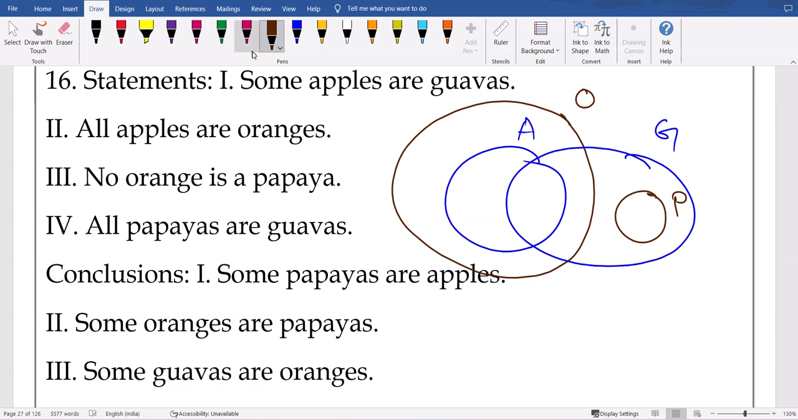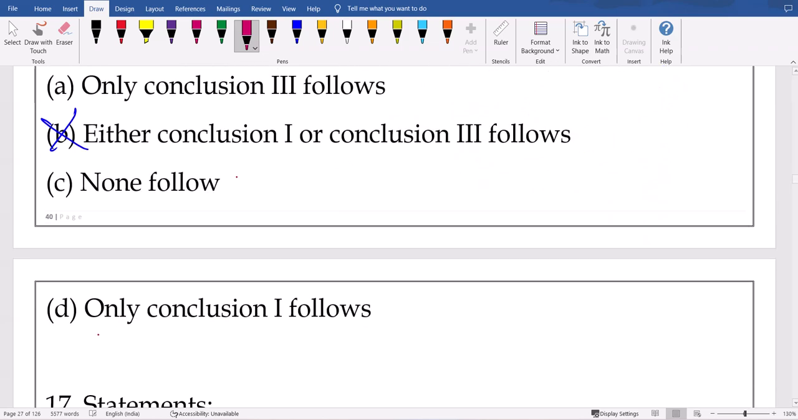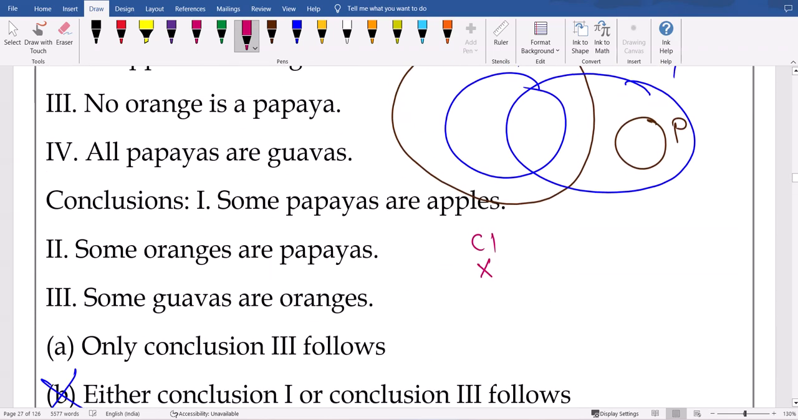Now the first conclusion. Only one diagram I am doing now; we'll see about multiple diagrams. First one: some papayas are apples, is it? No, the first one failed. So I have to remove the option where the first one exists. Option D, out. Second one, don't do it here, my dear friend, because there is no option with the second conclusion. Checking that is a waste of time.